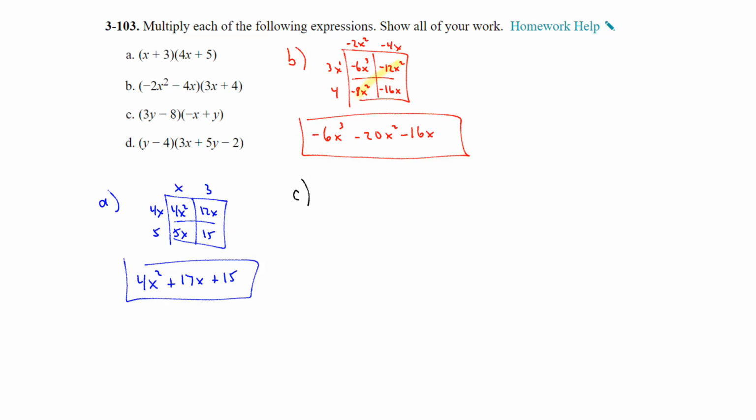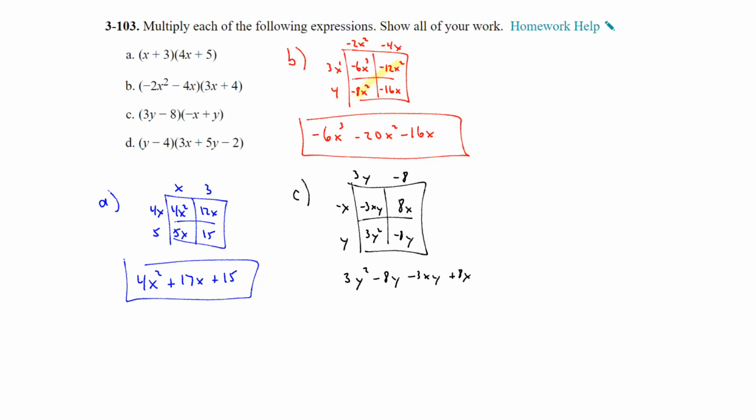Alright, on part C, we have 3y minus 8 and negative x plus y. So 3 times negative 1 is negative 3, and then xy. Negative 8 times a negative x would be positive 8x. 3y times y, 3y squared, and negative 8 times y is negative 8y. Let's see what we have. We have 3y squared minus 8y minus 3xy plus 8x.